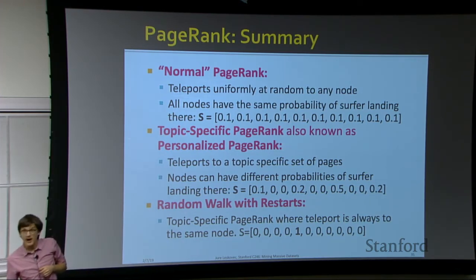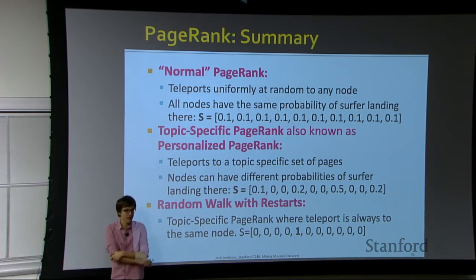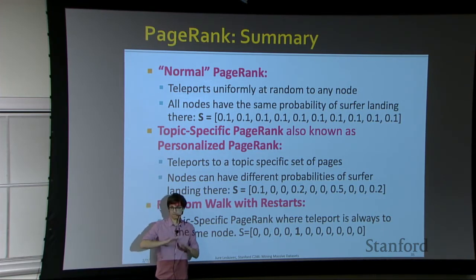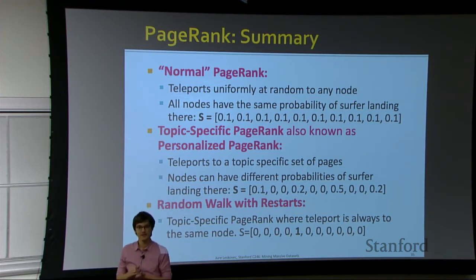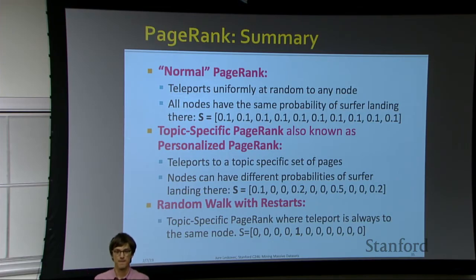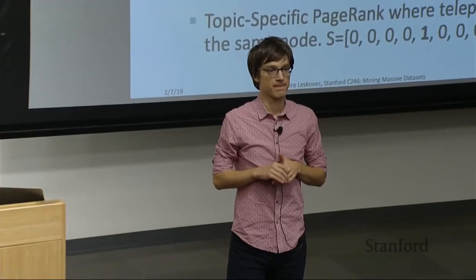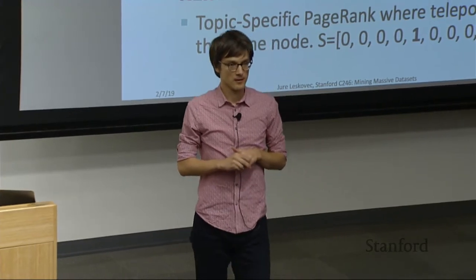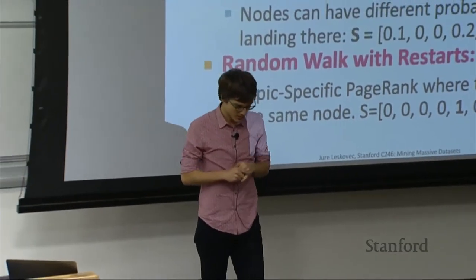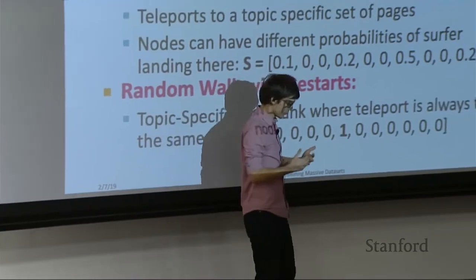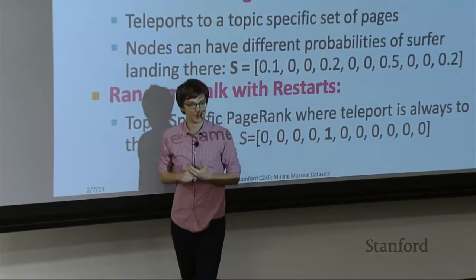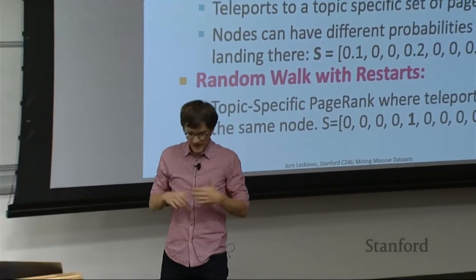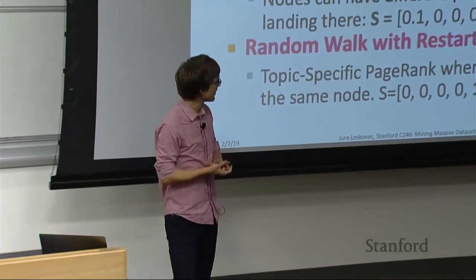Okay, good. Do people have any questions? Yes, go ahead. Could you use random walk with restarts to generate a bigger set S to then run topic-specific PageRank on? Great question. So the question is, could you use the random walk to expand the seed set and then run topic-specific PageRank on it?